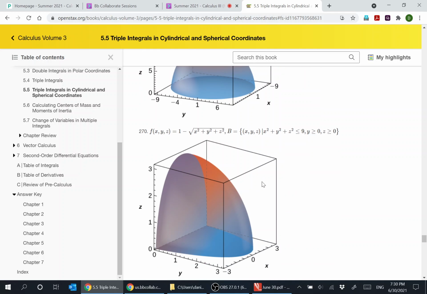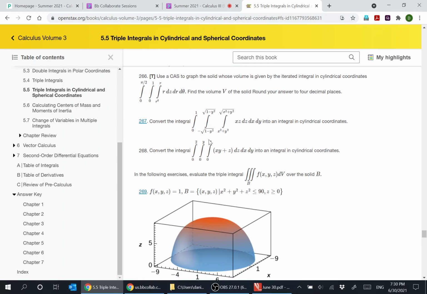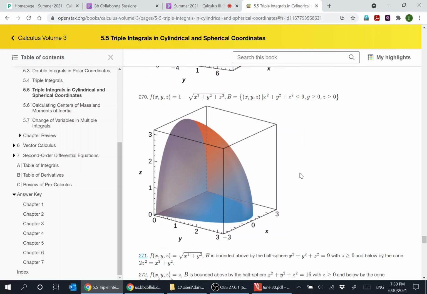270. We need some spherical stuff. So in the following exercise, evaluate the triple integral over E of 1 minus the square root of x squared plus y squared plus z squared. So we've got x squared plus y squared plus z squared, which is rho less than 9. y is bigger than 0, z is bigger than 0, and x is whatever, I guess.